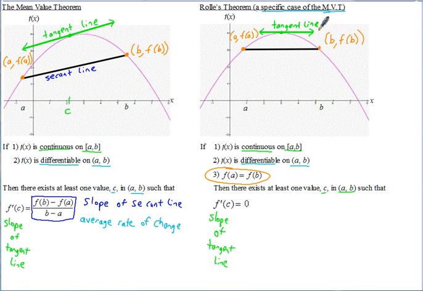There has to be at least one place where the tangent line is 0. And that's even more important in some ways than just the mean value theorem, because where the derivative is 0, remember that's where we find our critical numbers, where you can have relative minimums and relative maximums. In this case, you can see there's a relative maximum at that value C.